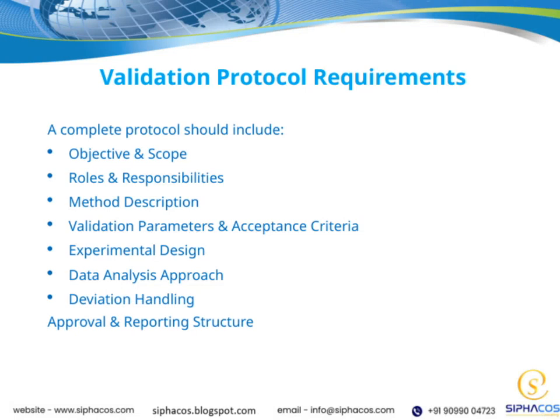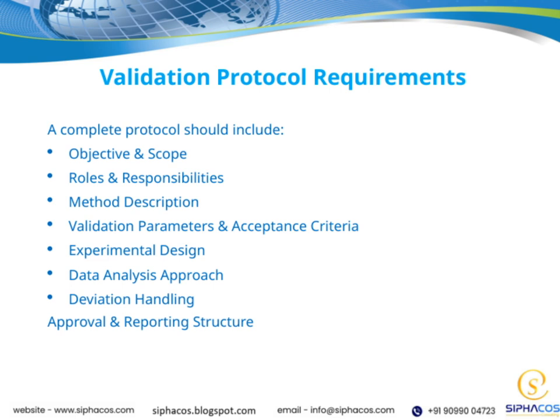Now, let's dive into what a complete validation protocol should include. First, we have the objective and scope, which clearly defines what the protocol aims to achieve and the boundaries of the validation process. This sets the foundation and ensures everyone is aligned on the purpose. Next, roles and responsibilities are crucial. They specify who is responsible for each part of the protocol, ensuring accountability and smooth execution.